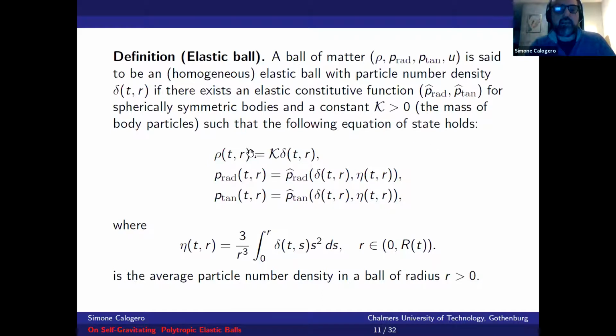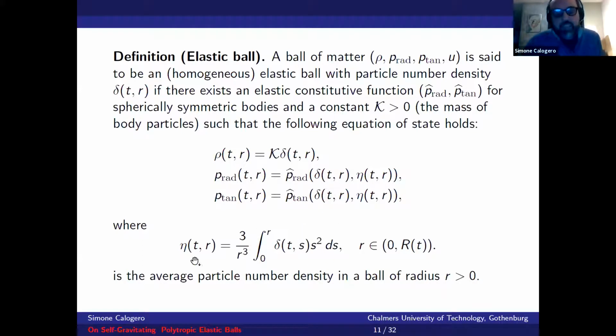equation of state holds. Okay? So the mass density is K, the mass of each body particle, times the number density of particles, and the radial pressure and the tangential pressure at the radius small r are obtained by evaluating the constitutive function on the density delta and this function eta, which is defined in this way. Okay, and what is that? It is just the average particle number density in a ball of radius small r. So as you can see, this is just density: the integral over a ball of radius r divided by the volume of the ball.